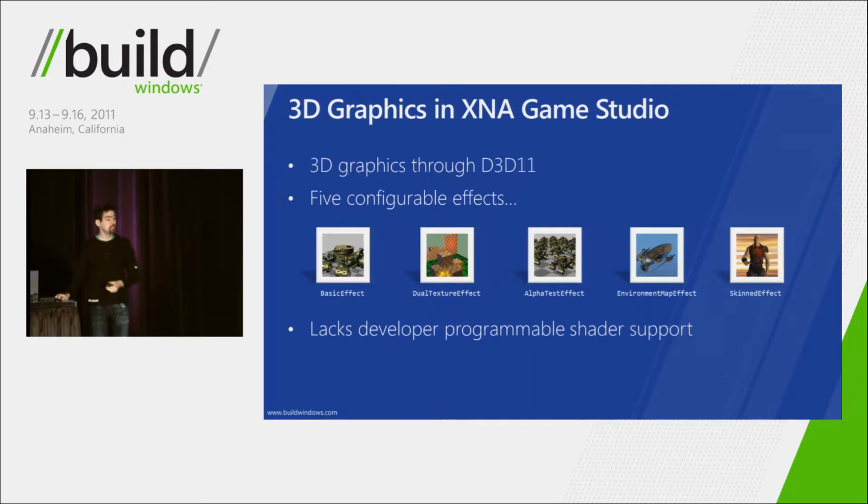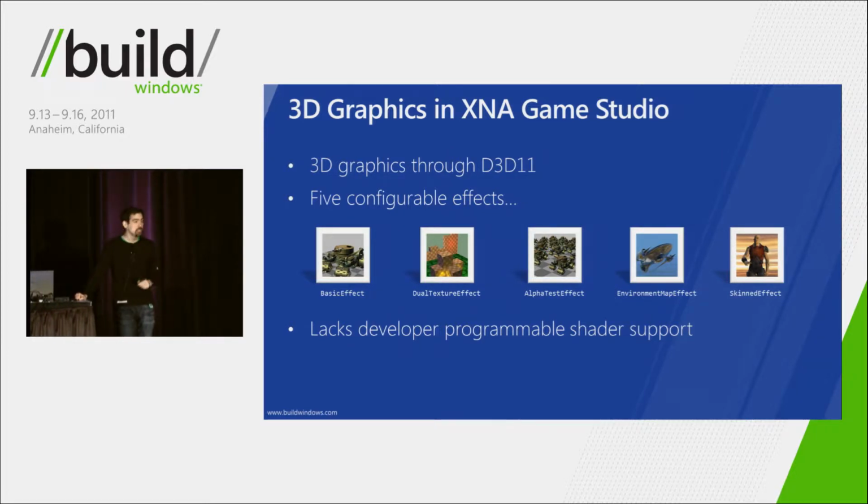Alpha test effect is how you can simulate a whole bunch of stuff without drawing a whole bunch of polygons. Environment map effect is your bumpy shiny solution. So if you have your hero ship that needs a whole lot of fantastic shiny chrome, that's your environment map effect. And then finally skinned effect for dudes walking around. So that is your arsenal of tools for 3D.